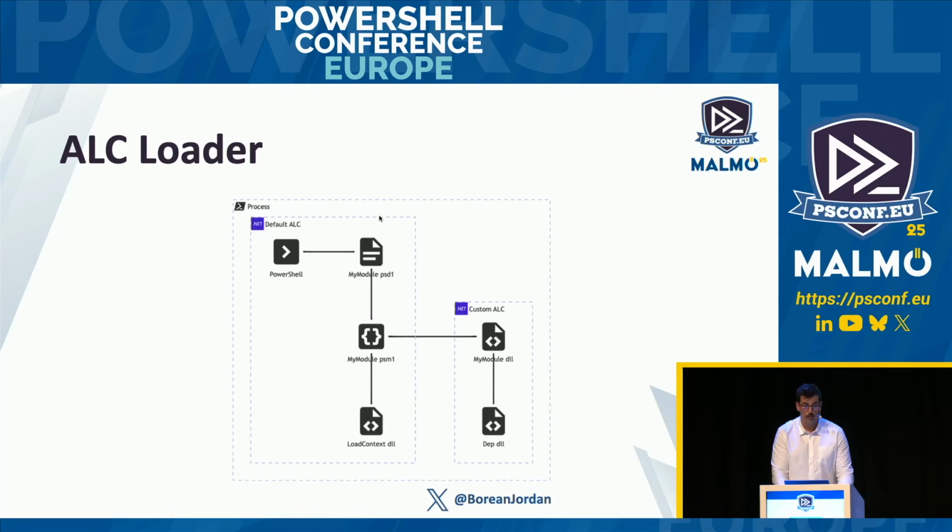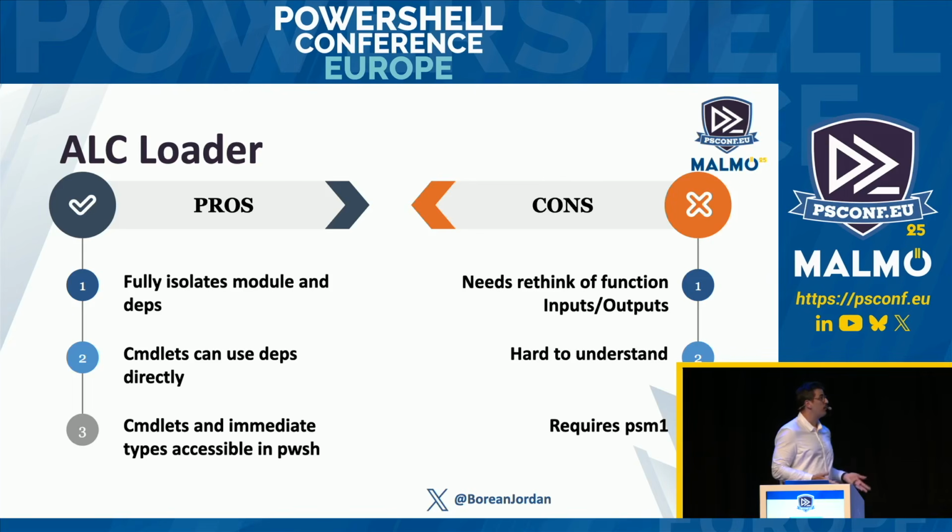So the ALC Loader Approach, the pros. It fully isolates your modules and dependencies. Commandlets can use those dependencies directly, so it's simpler to write your code and deal with those dependencies. And a pro, which I only really found out when doing this demo, is that commandlets and the immediate types are actually accessible in PowerShell. So I won't be able to access the Tomlin stuff, but I can access anything in that ALC Loader assembly and deal with that as I normally would in a module.